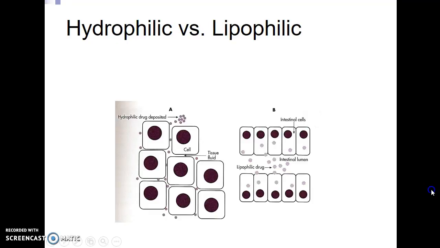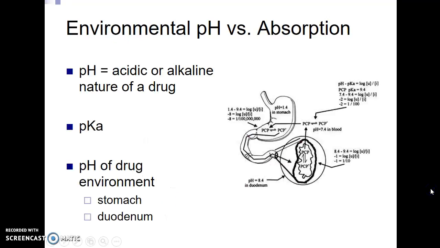cell membranes easily. The other thing that happens is we have to look at the environment in which we place a particular drug. Drugs can be acidic or alkaline. If you remember your pH, acidic is a low pH, and that just means that it has more hydrogen ions to donate. That's kind of the capital H of the pH scale. And alkaline means that it will take up hydrogen ions in an appropriate environment.